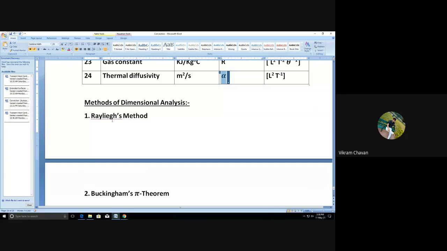We are going to consider these two methods to derive the dimensional analysis for different phenomena, and that we will do in the next lecture. We'll start with Rayleigh's method, and then we'll go for the Buckingham pi theorem. In the next lecture, we will discuss how to apply Rayleigh's method, with examples.